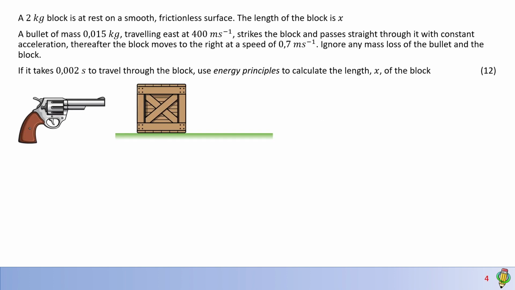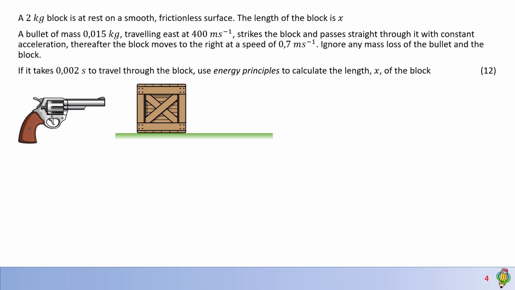The second problem says a 2 kg block is at rest on a smooth frictionless surface. The length of the block is x. A bullet of mass 0,015 kg traveling east at 400 meters per second strikes the block and passes straight through it with a constant acceleration. Thereafter, the block moves to the right at a speed of 0,7 meters per second. Ignore any mass loss of the bullet and the block. If it takes 0,002 seconds to travel through the block, use energy principles to calculate the length x of the block. That is for 12 marks.